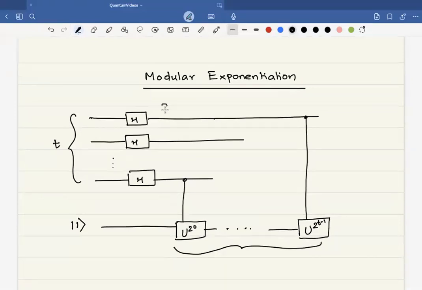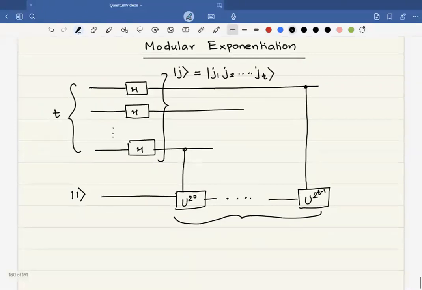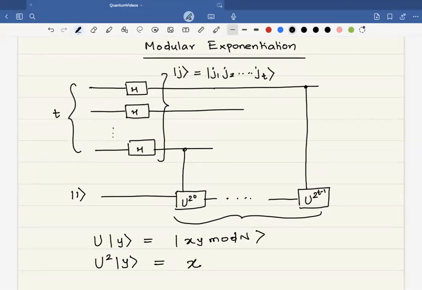Right over here, we have the uniform superposition, and one of the vectors can be J, which has the bit representation J1, J2, up to JT. Let me remind you what the U operation does: U acting on Y is equal to XY mod N. U squared acting on Y will be equal to X to the power 2Y mod N. In general, U to the power K acting on Y gives X to the power K times Y mod N.